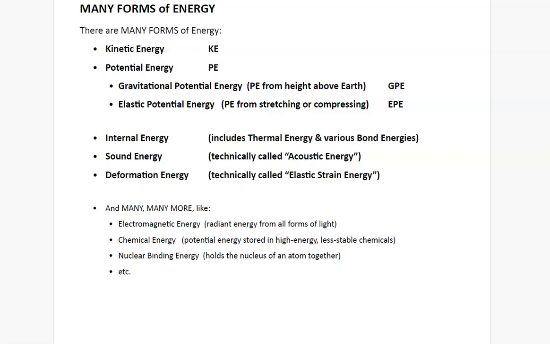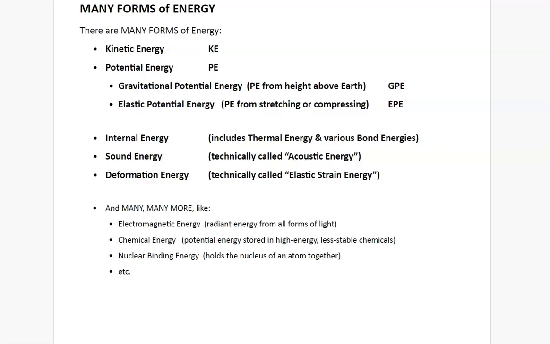There are multiple types of potential energy. The two that you'll be responsible for at least understanding are gravitational potential energy. This is the potential energy due to being high above the Earth. And that high above the Earth could be 1 meter above the ground, or 50 meters above the ground, or 200 meters above the ground.